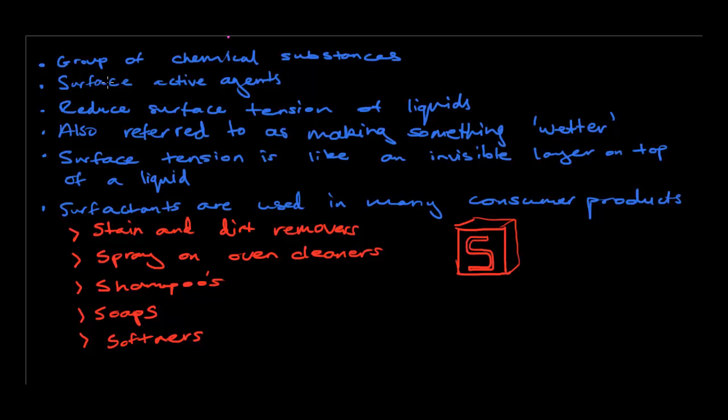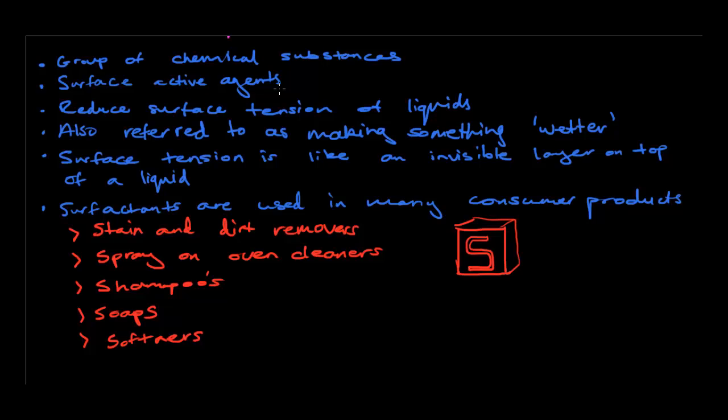So we should know that surfactants are a group of chemical substances. They are surface active agents. Now I'm going to be referring to surface active agents a lot of times, and I think you guys should know what it means. If you don't, it just basically means it attacks on the surface, so it works on the surface. Its job is to alter the surface tension of something. Now, the main thing about surface active agents is to reduce surface tension of liquids.